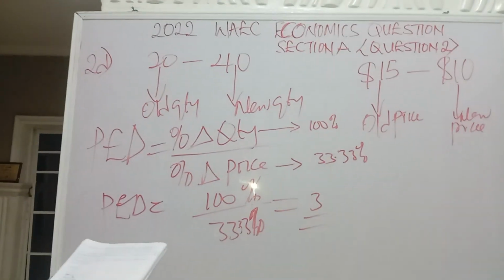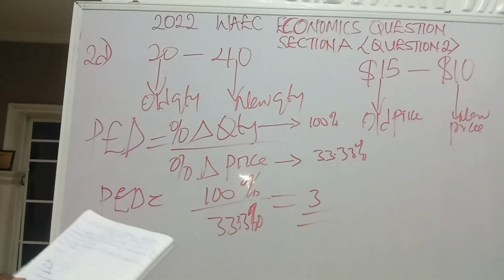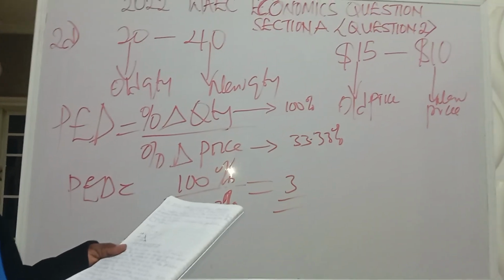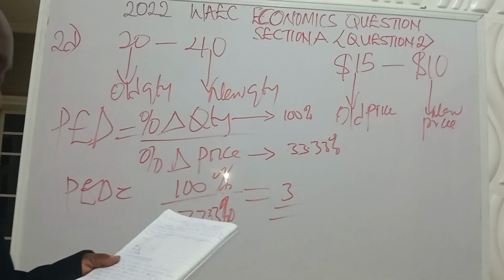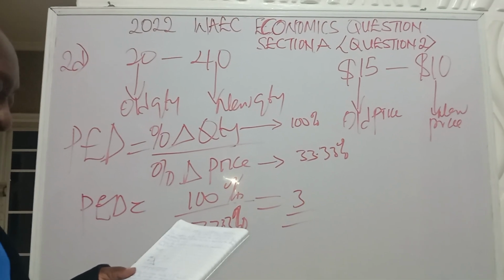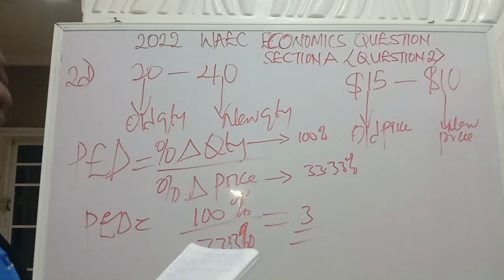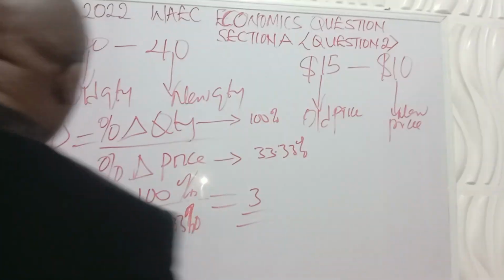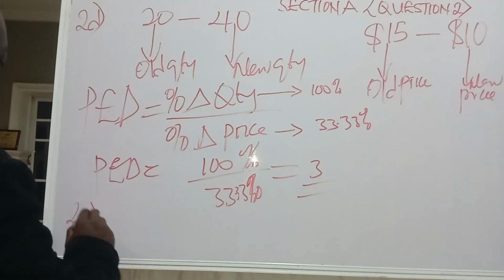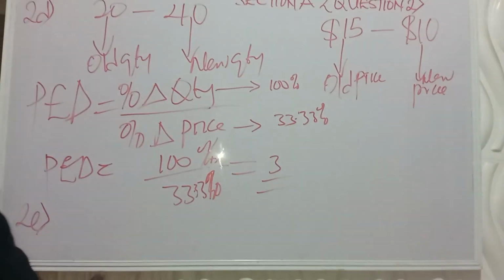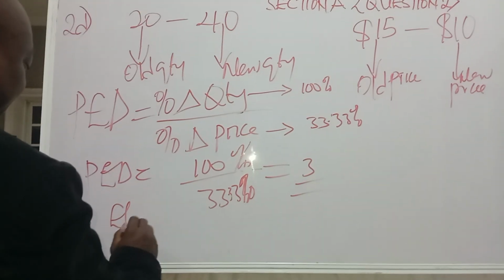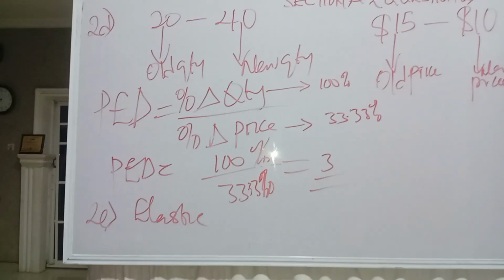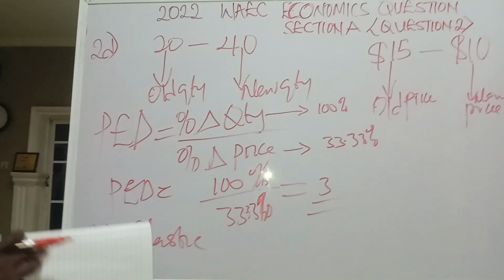This is the coefficient of price elasticity of demand. Then 2E. The question for 2E is: state the type of elasticity of demand in 2D. So 2E, what type of price elasticity of demand is this? It is elastic. It is price elastic.